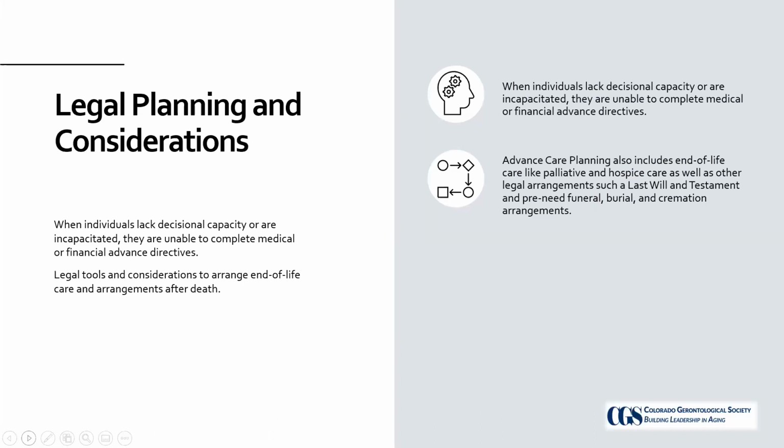So let's look into legal planning and considerations. So far we've talked about the medical sphere, the financial sphere. The legal planning and considerations is when someone reaches a point where they need support, but they lack decisional capacity, are permanently incapacitated. That is where we want to make sure we talk about legal guardianship, conservatorship, and then there's other legal tools and end of life care that people should talk about in legal arrangements such as a last will and testament, pre-need funeral, burial, cremation arrangements.